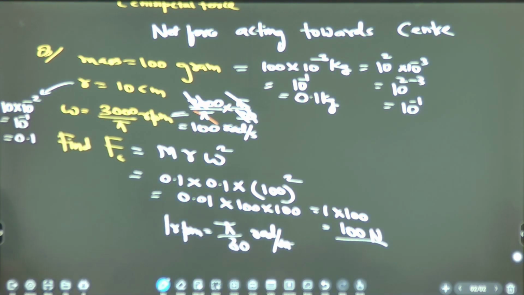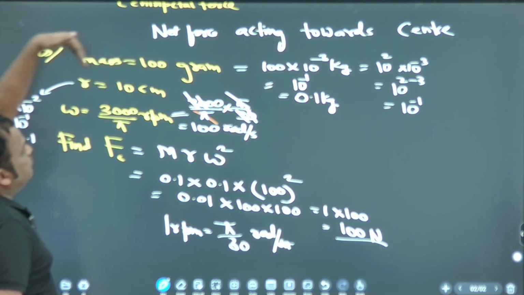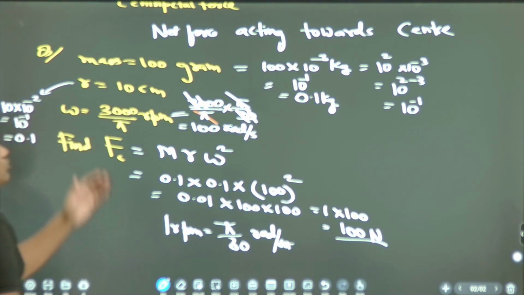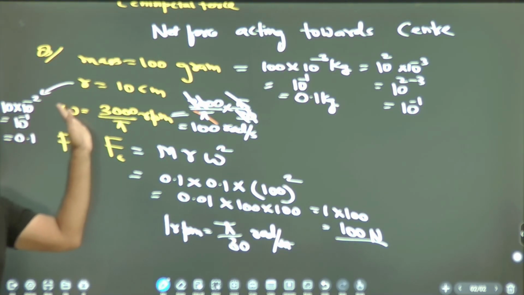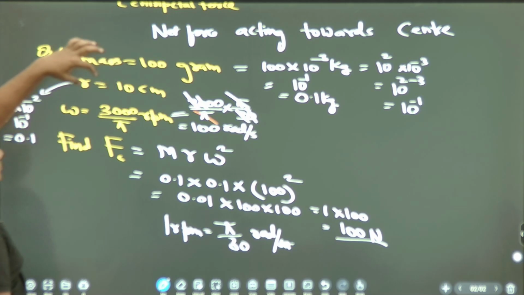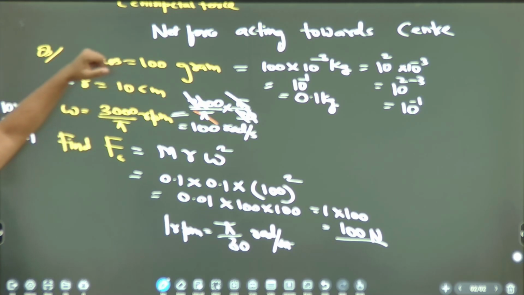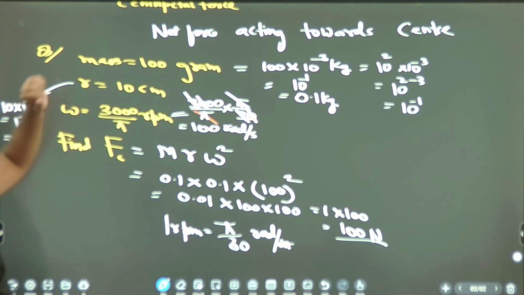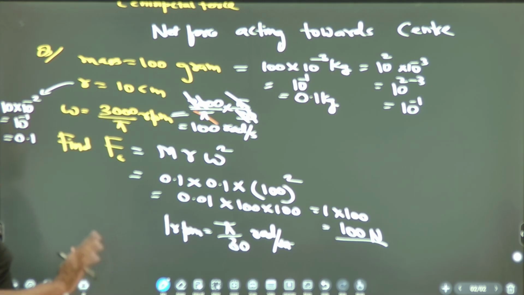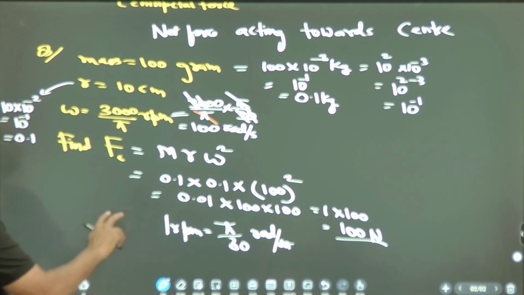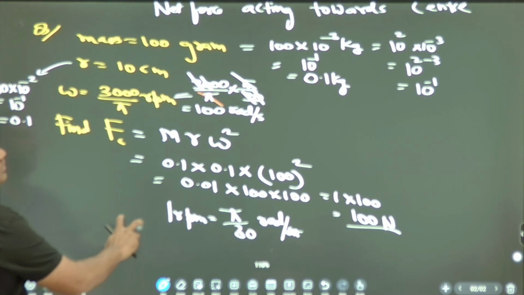Correct? So for numericals, first you should understand that mass will be given in gram, radius in centimeter, omega in RPM. So no unit is an SI unit. What is the SI unit of mass? Kilogram, kg. Radius, what is the SI unit? Meter. Omega, what is the SI unit? Radian per second. Very good. So you should have practice of converting and calculating like this. Okay, clear? Okay, next.